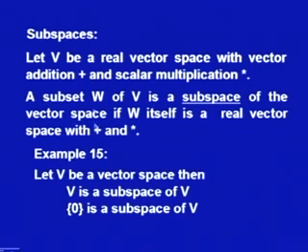Now, this is an example. If V is a vector space, then V is a subspace of V. We can say that V is a subset of V, and since V is a vector space, this is a trivial example that V is a subspace of V. Another trivial example is that the singleton 0 is a subspace of V, because this is the additive identity. If it belongs to V, then it will be a subspace.